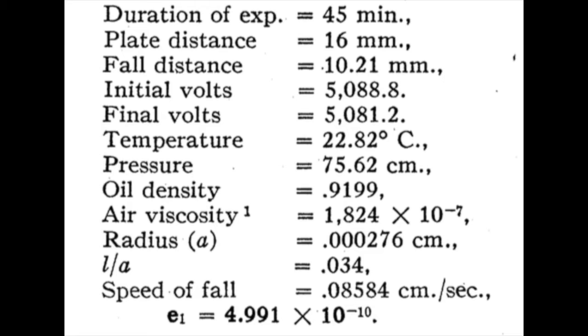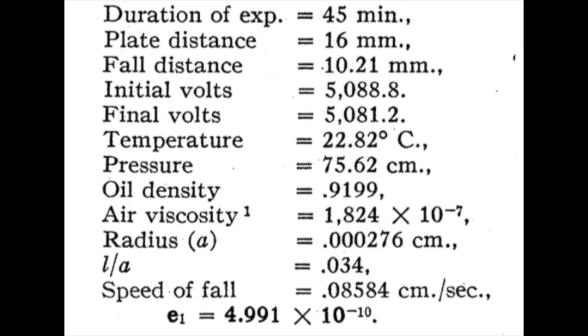And then we have here the speed of the fall, and this is the terminal velocity, which is 0.08584 centimeters per second. So you can see that the time for the drop to fall would be about 11 seconds or so. And then finally for this run, he calculated the charge on the drop, which is 4.991 times 10 to the minus 10th.